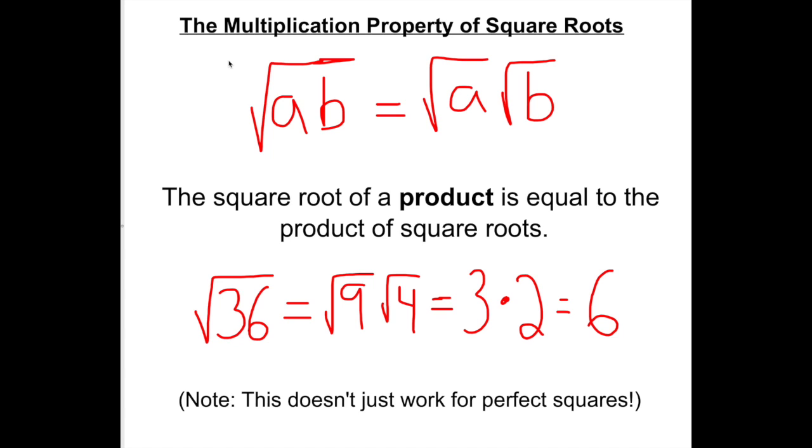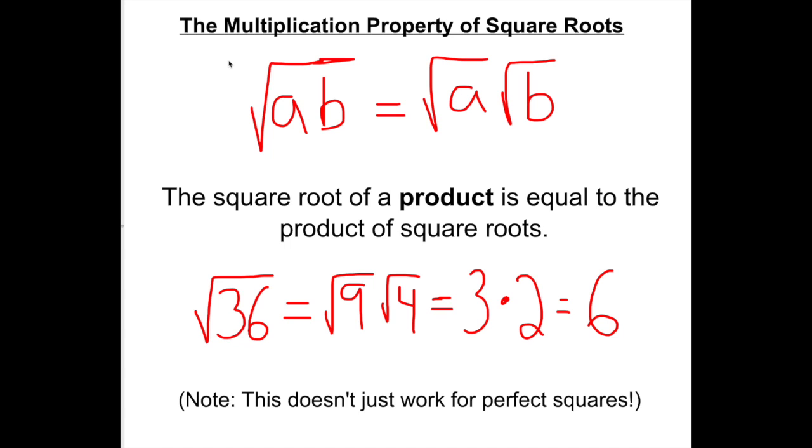So the square root of 36 is equal to the square root of 9 times the square root of 4. Now, we know that 3 times 3 equals 9, so the square root of 9 is equal to 3, and 2 times 2 is equal to 4, so the square root of 4 is equal to 2, and we know that 3 times 2 is equal to 6.